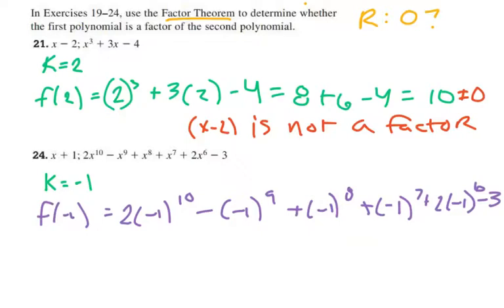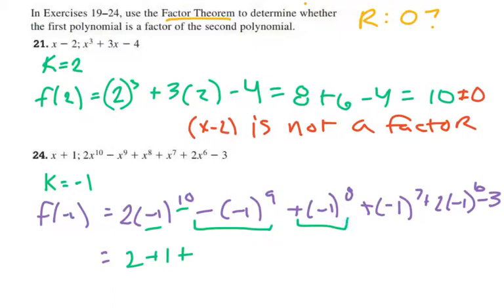Okay, so this first term, 2 times negative 1 to the 10th, well, any negative to an even power is going to be a positive number, so 1. So 2 times positive 1 is 2. Perfect. Then to that, we're doing this one, so negative 1 to the 9th results in negative 1, and then we're making that negative 1 a negative, so plus 1.